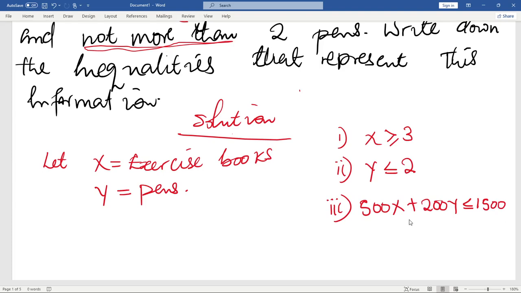Now, if you look at this third inequality, this can still be reduced. We have a common number that can go into everything here, and that is 100. So if you divide this by 100, and this by 100, and you divide this 15,000 by 100 as well, you're going to have the final inequality, which is 5x plus 2y is less than or equal to 150. So these 3 are the inequalities that we can formulate from that example or question that we have on top there.